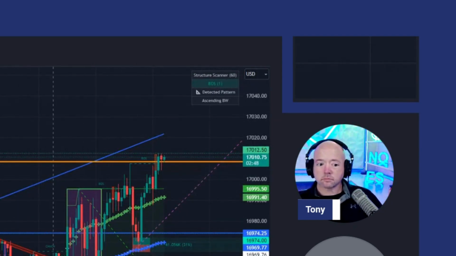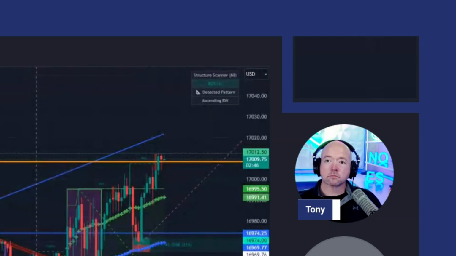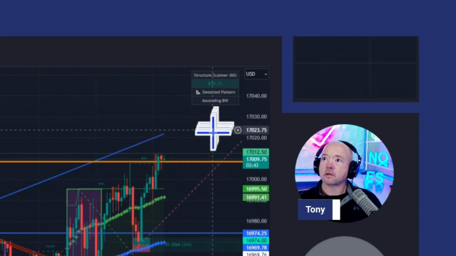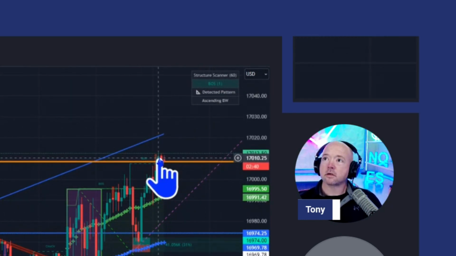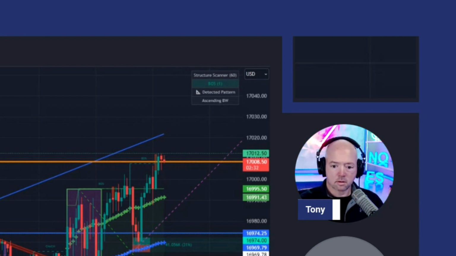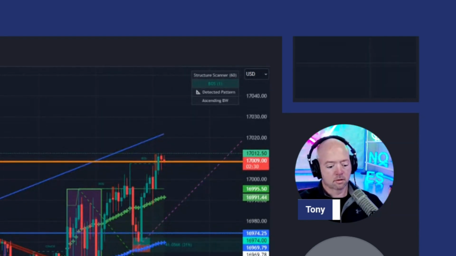Y'all are gonna be mad, I think I missed that. You're talking about the little box in the top right? Yeah, right up here. I don't understand, because it used to show a whole bunch of things in it, and now mine only shows break of structure and the pattern, and the change of character and all that other stuff went away, and I don't know how to get it back.